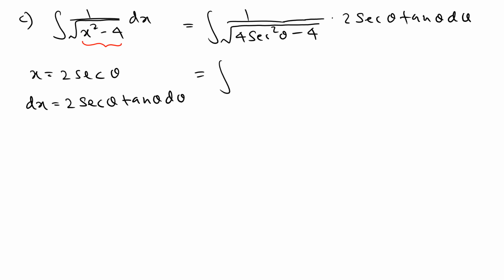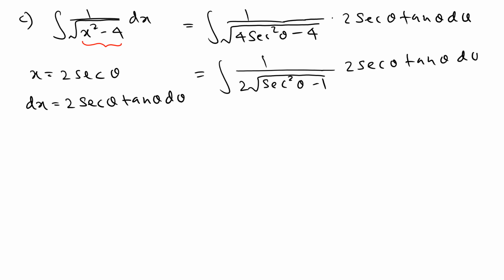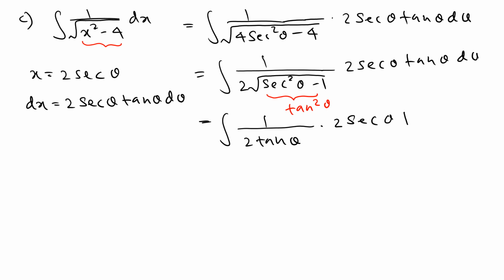We can pull 4 out from under the square root, so it's going to be 2 times the square root of secant squared theta minus 1, times 2 secant theta tan theta d theta. Now we also know that secant squared theta minus 1 equals tan squared theta. So under the square root, it's going to be tan theta. So 2 tan theta in the denominator and 2 secant theta tan theta d theta in the numerator, and you can see that the tan gets cancelled. Also the 2 gets cancelled.